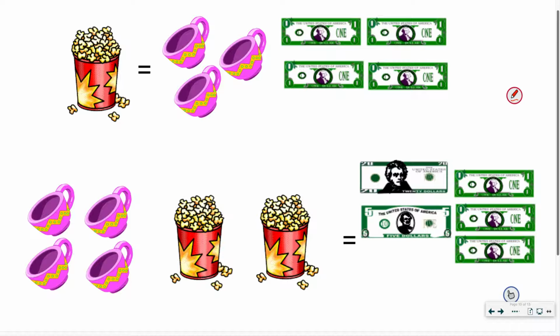What don't we know here? We don't know how much the drinks are, right? If I knew, like, a drink's $1, I could easily find out the cost of the popcorn, but I don't know the price of the drinks either. So that's a little bit of a problem.